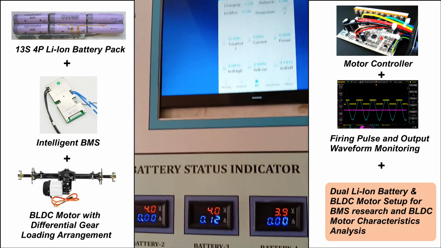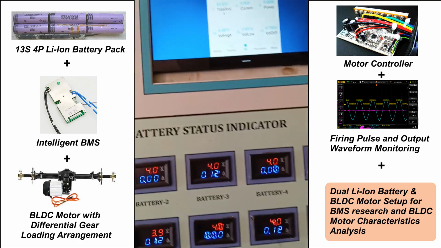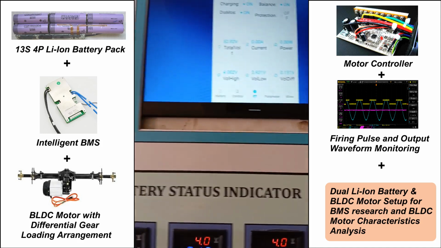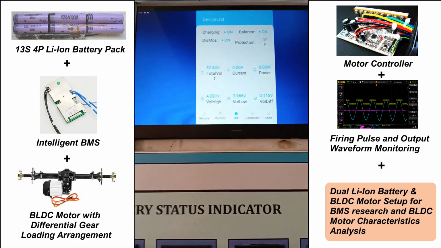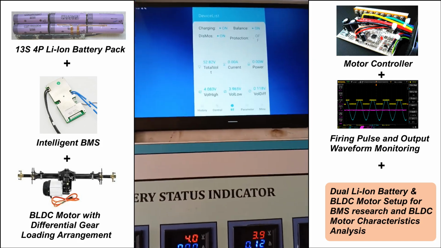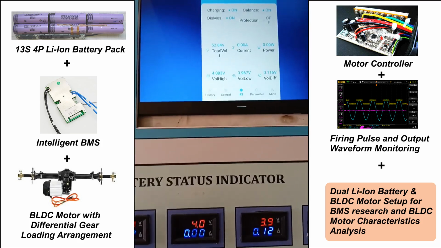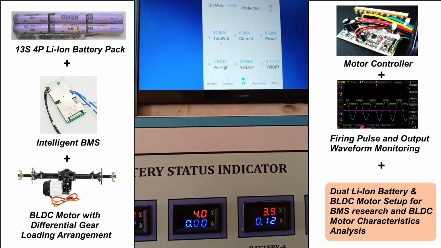Since the batteries are sufficiently charged, the protection is off. If somehow the battery voltage falls below 48 volt, because the motor is 48 volt, the threshold we have set is 46 volt. If it goes below 46 volt, the protection will turn on automatically and there will be no power flowing to the motor. Otherwise, there will be damage to the battery.